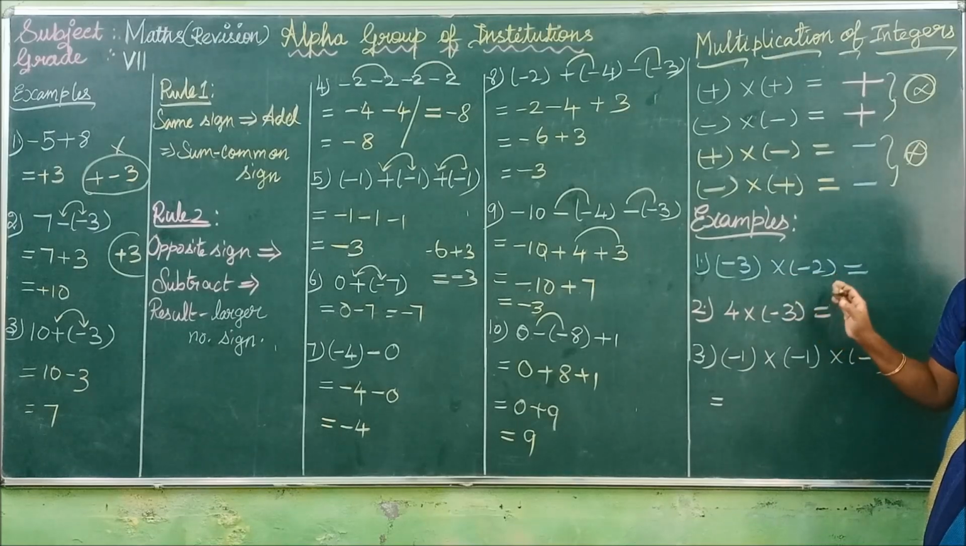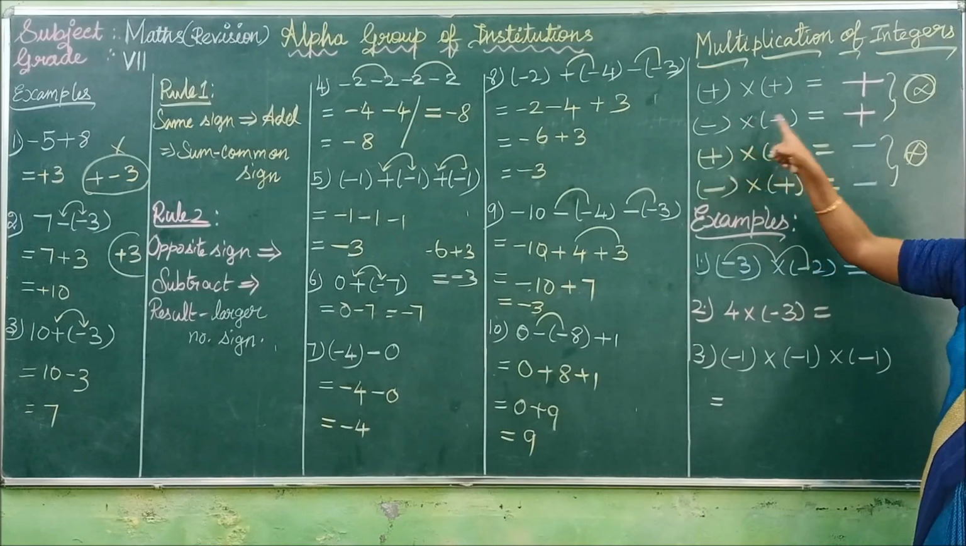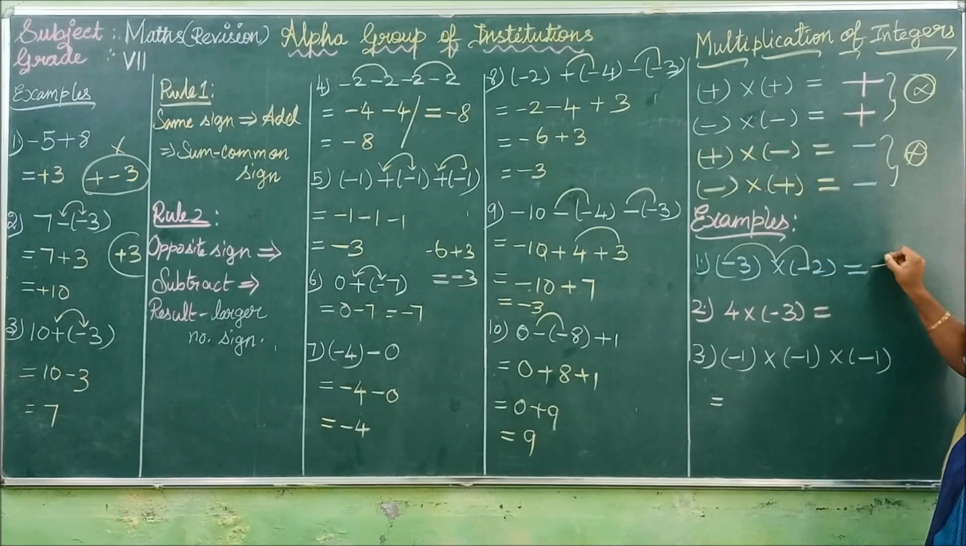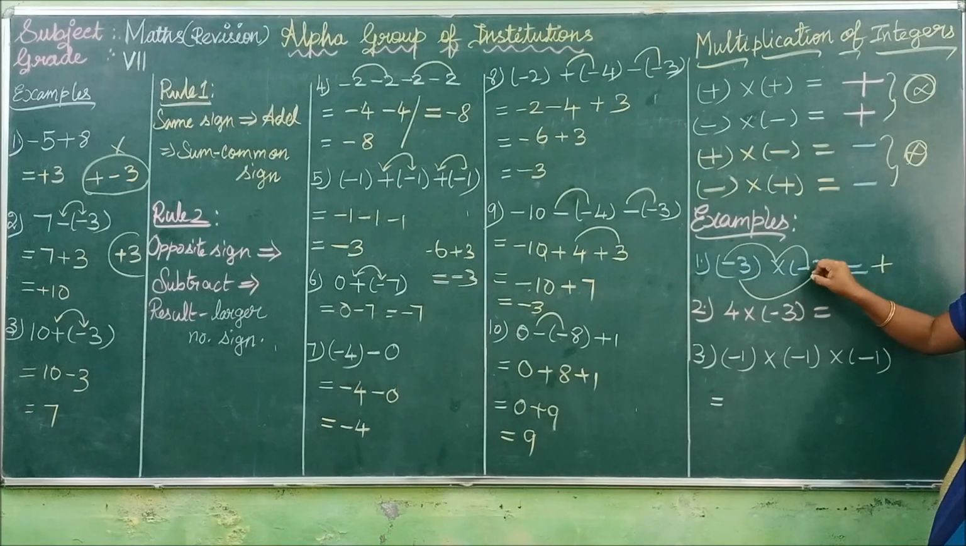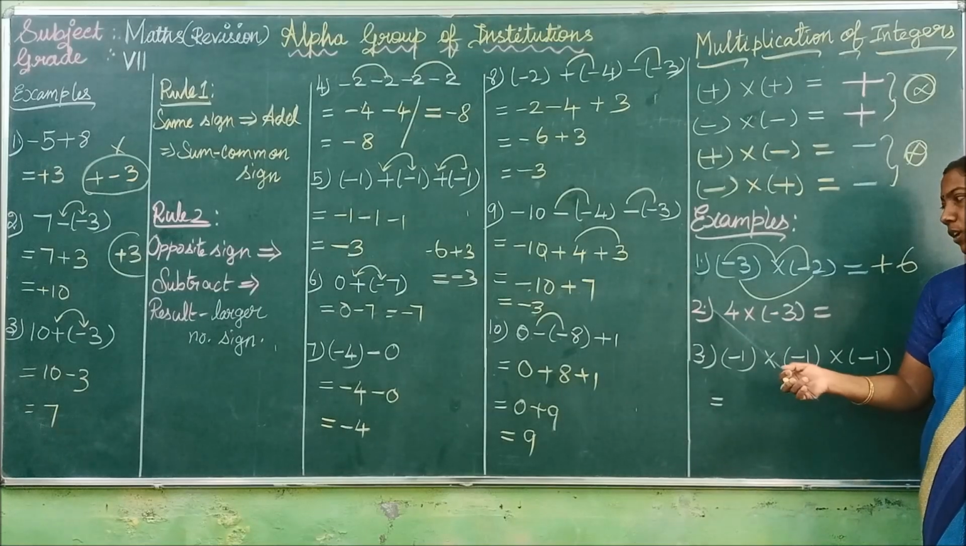Before multiplying the values, you have to multiply the symbols. Multiply the symbol minus into minus, so plus. After that, you have to multiply the values. What are the values? 3 and 2. 3 2s are 6. Okay. Read the tables also, children. Okay. See the next one.